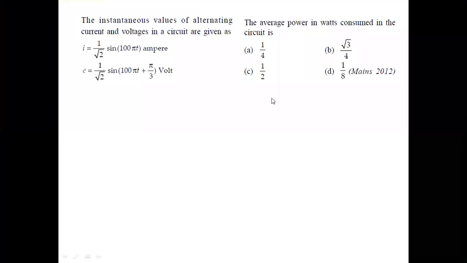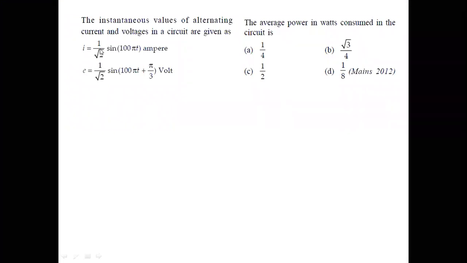The instantaneous values of alternating current and voltage in a circuit are given. Do remember, we know that when you have an alternating source connected to a circuit, your corresponding current is also an alternating parameter, a sinusoidal function. So your applied source is alternating and your current is also alternating. That's why E stands for instantaneous voltage and I stands for instantaneous current. This 1 upon root 2 gives Im upon root 2, which is called IRMS.